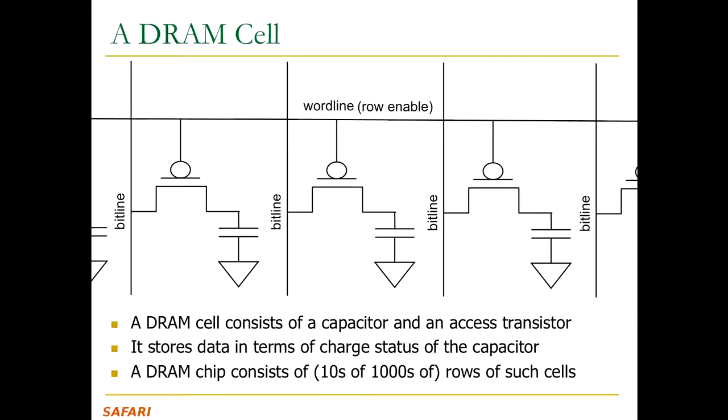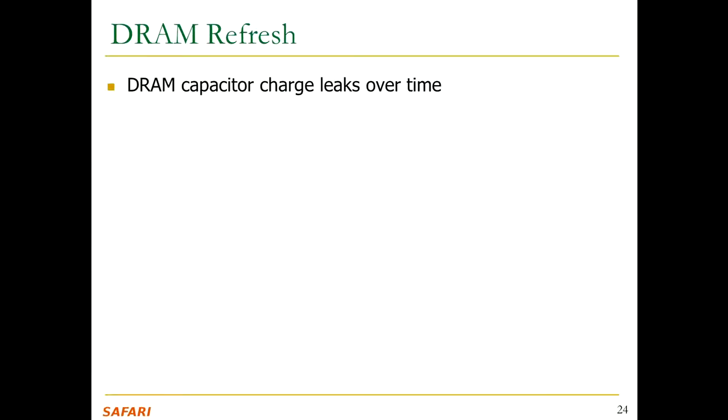Because this is capacitor-based and access-transistor-based, it turns out that even if you don't touch this, the charge on this capacitor leaks through this wire. You have some electrons over here. You cannot keep the electrons there. They just escape, right? Because there is resistance and capacitance. There's an RC path, if you will, a resistance-capacitance path through this wire where the charge keeps leaking. As a result, you need to refresh that charge before it leaks too much. So DRAM capacitor charge leaks over time.